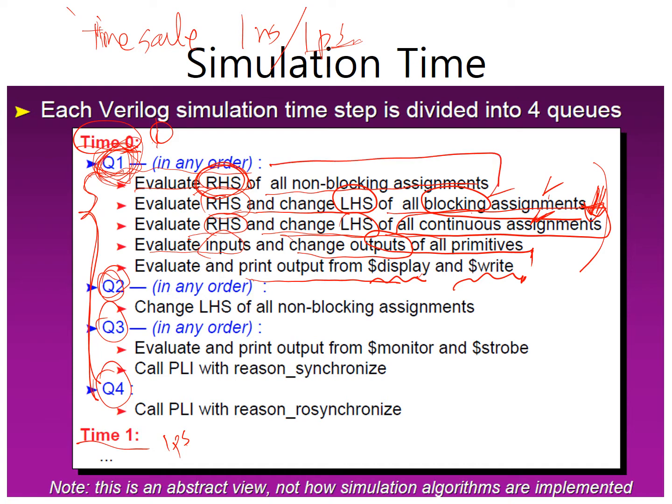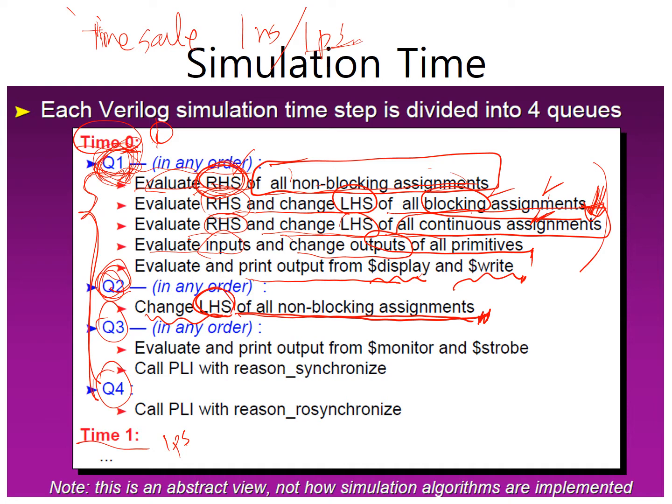For non-blocking assignments, in Q1 we only evaluate the right-hand side of all non-blocking assignments. We are not assigning at that time. Once all the non-blocking assignments are evaluated in Q1, then in Q2 we actually change the left-hand side, meaning the actual assignment happens and the variable is updated. You will see the difference in how blocking and non-blocking assignments behave inside the Verilog file.